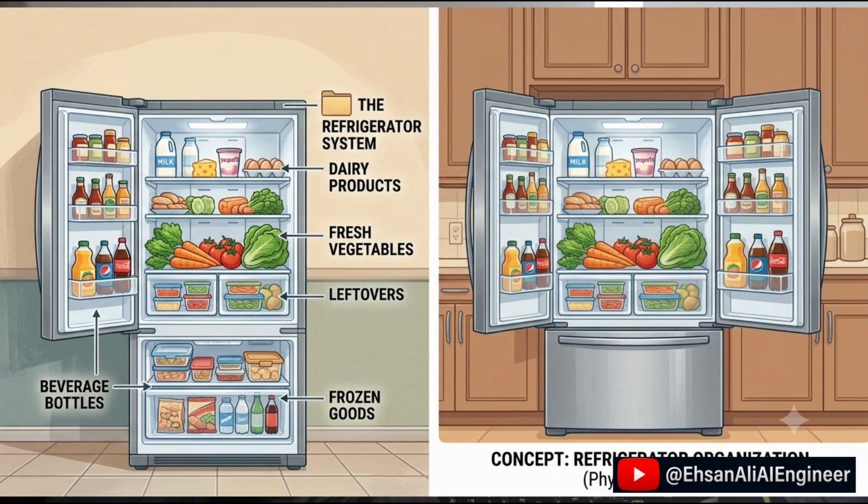Let us understand the file system with an example of a refrigerator. In a refrigerator, we have multiple shelves, drawers and compartments. Each shelf can store different types of items: vegetables, bottles, dairy, and leftovers. The organization makes it easier to find, retrieve, and manage things efficiently. Without shelves, everything would just be piled up in one big mess.